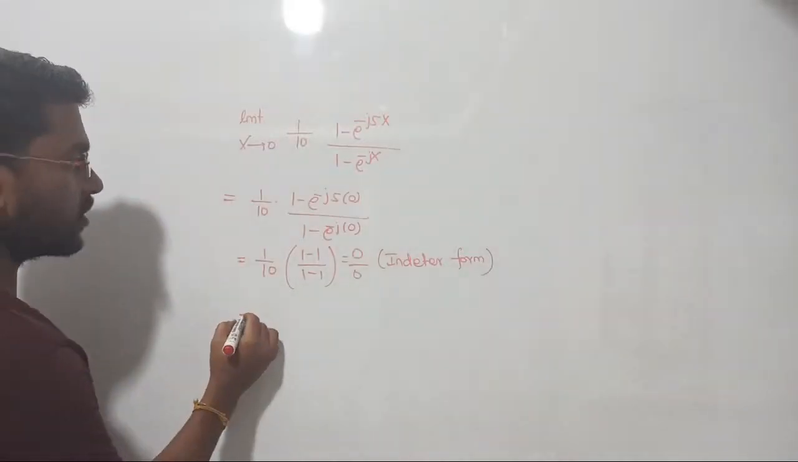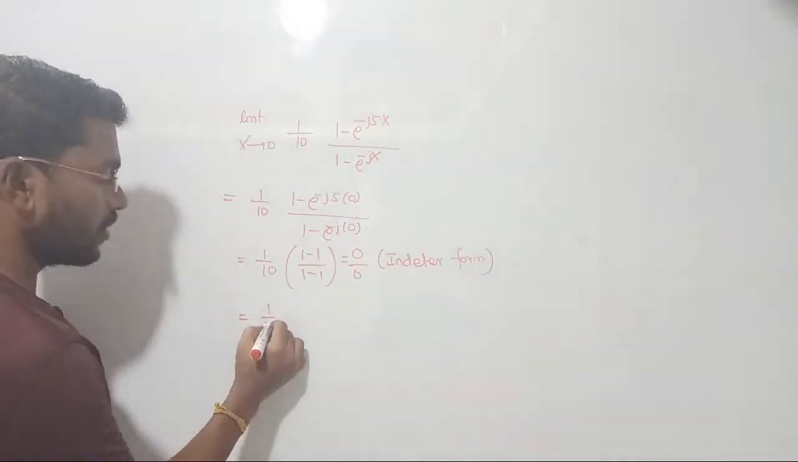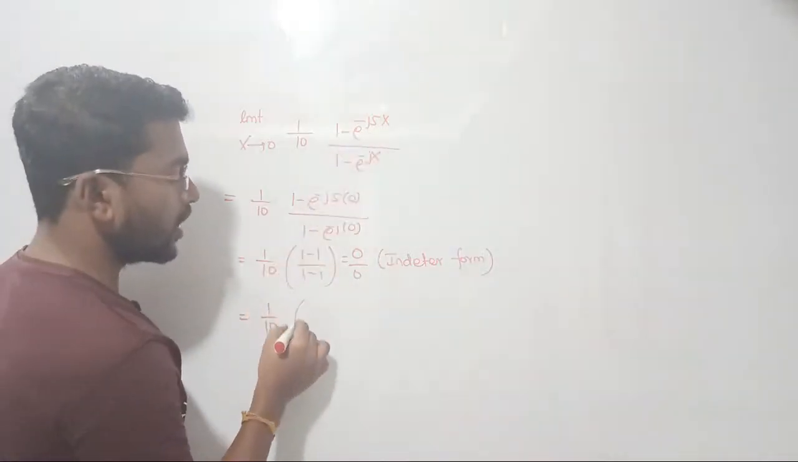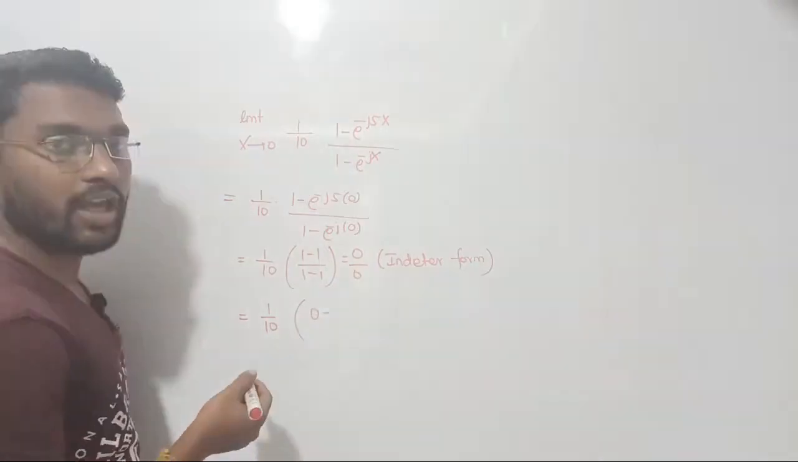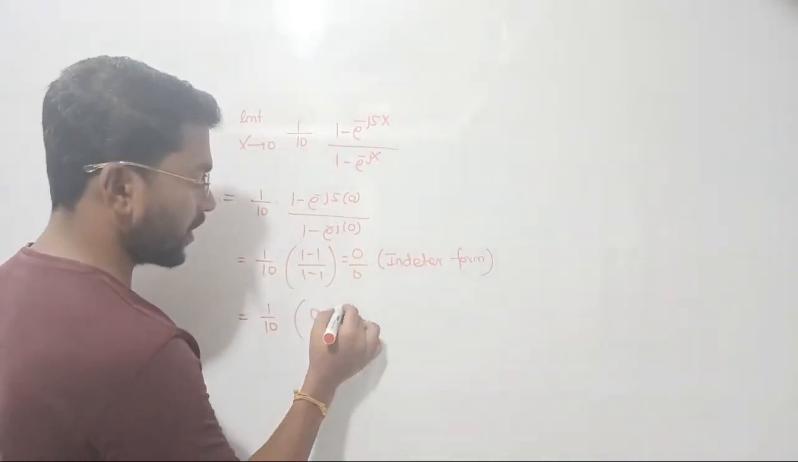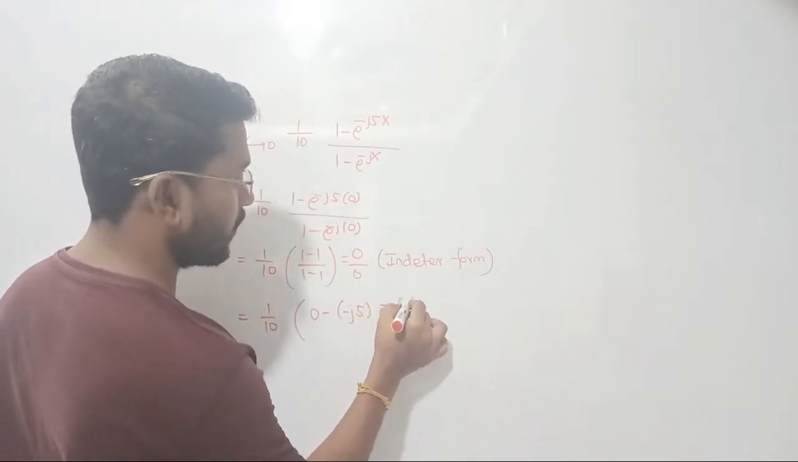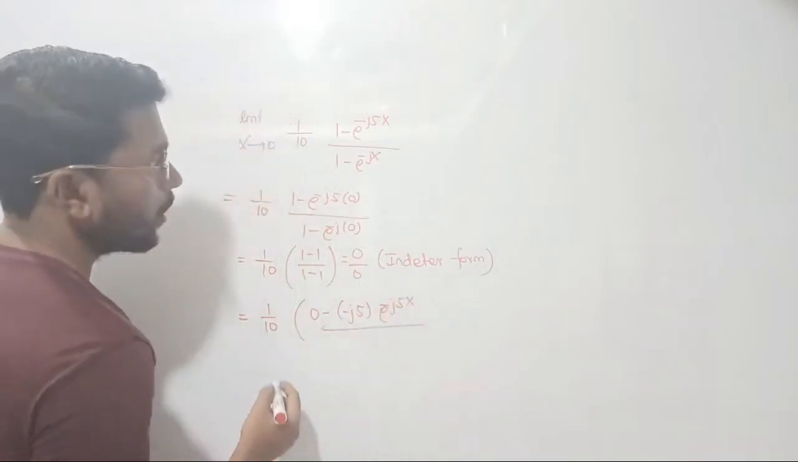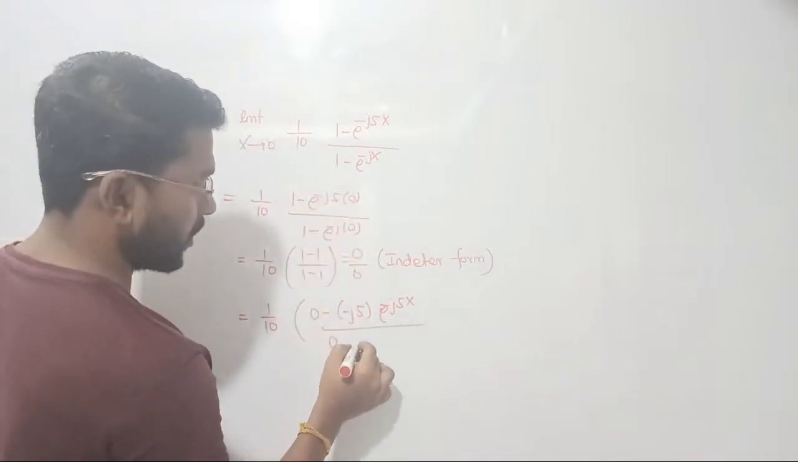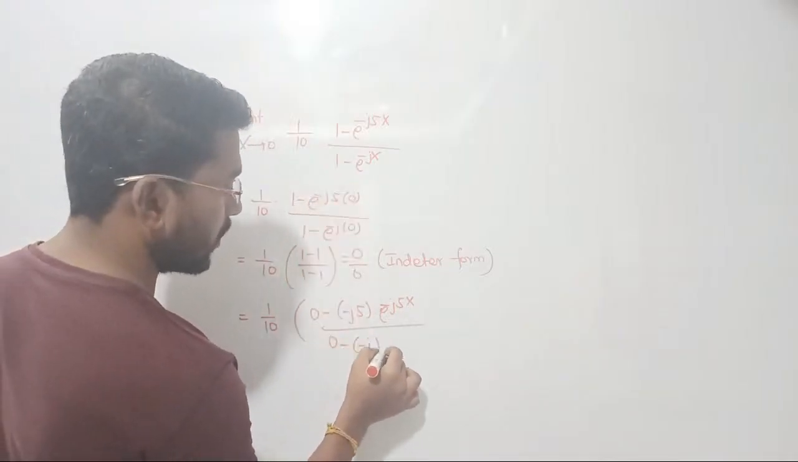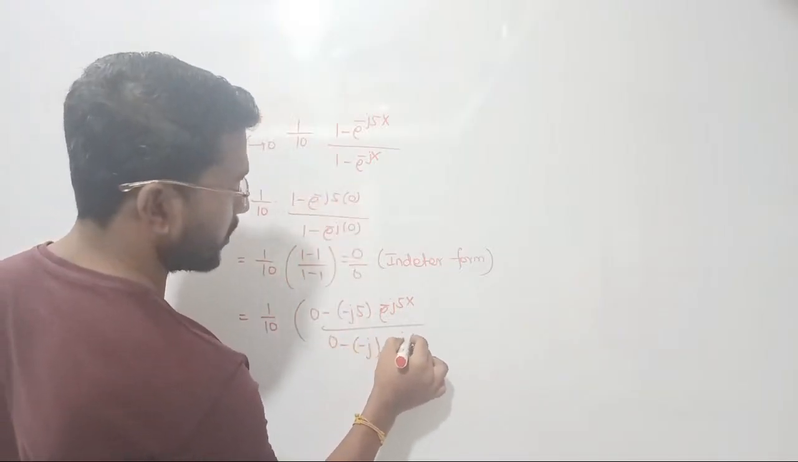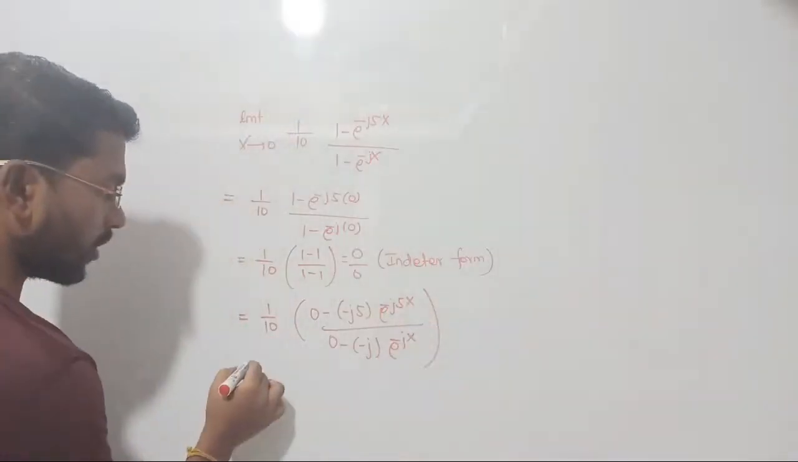Let's continue our journey with this. So that is 1 by 10. Differentiate the numerator: differentiating 1 gives 0, minus e power minus j 5x. Differentiating that gives minus j times 5 into e power minus j 5x. Denominator, differentiating 1 gives 0, minus j into e power minus jx. Correct?